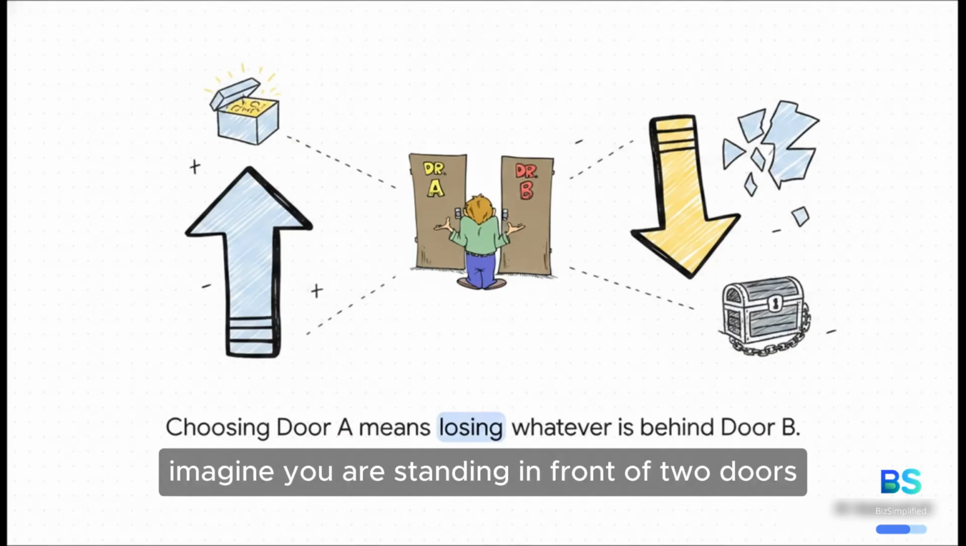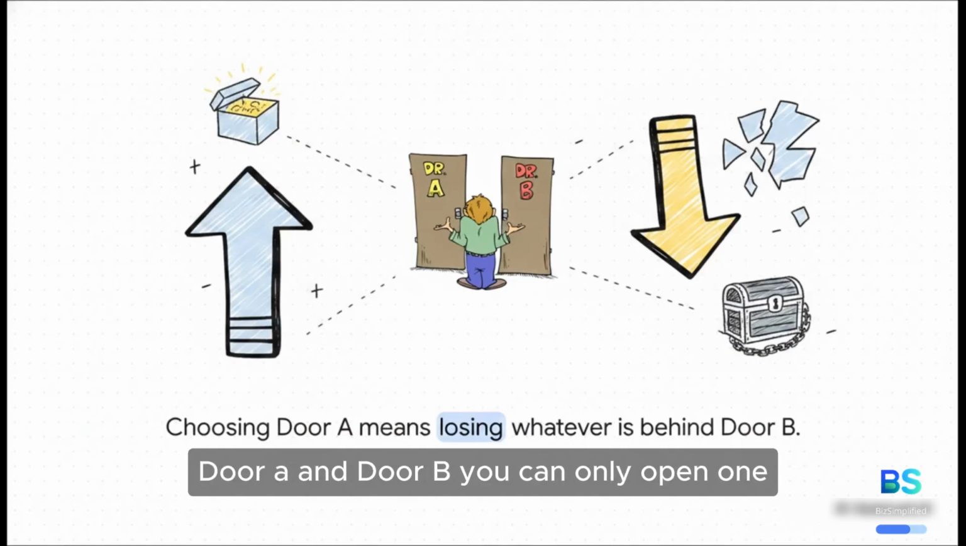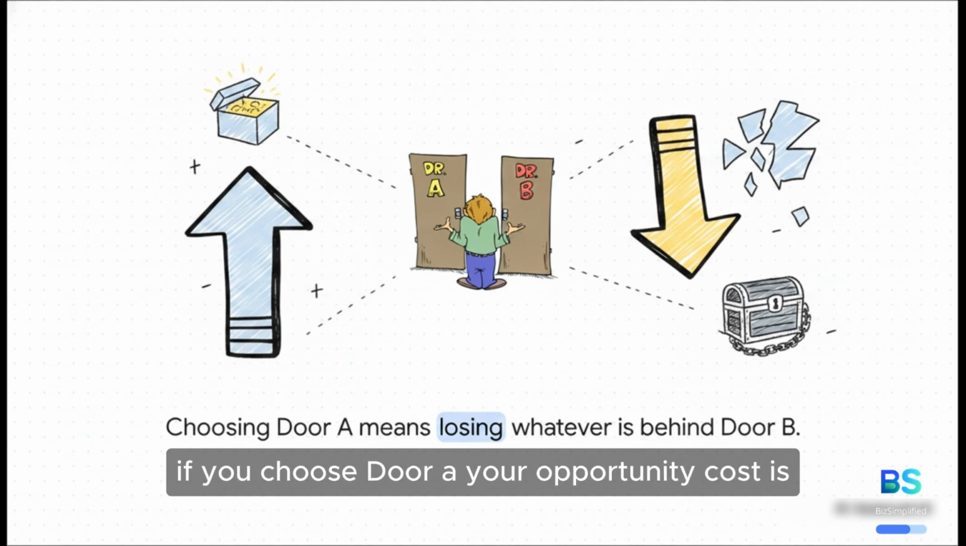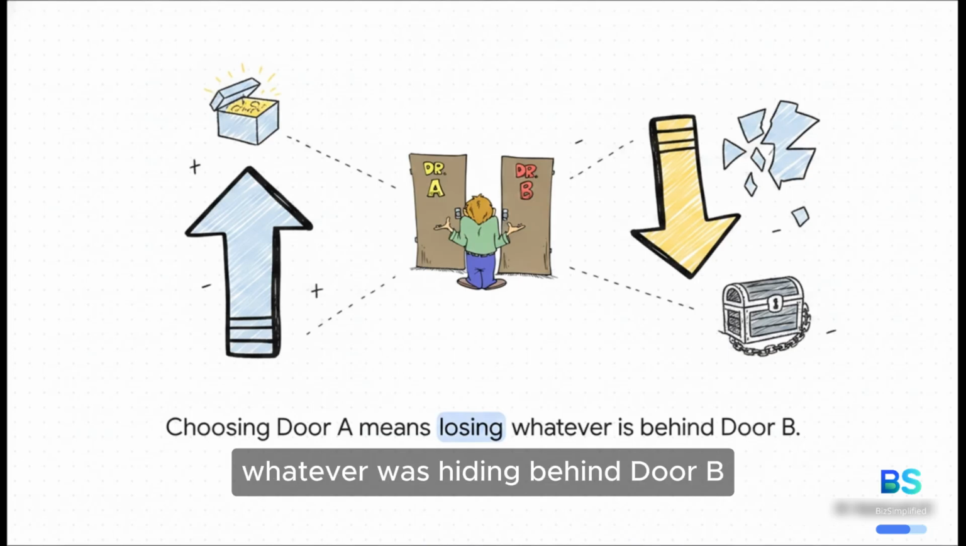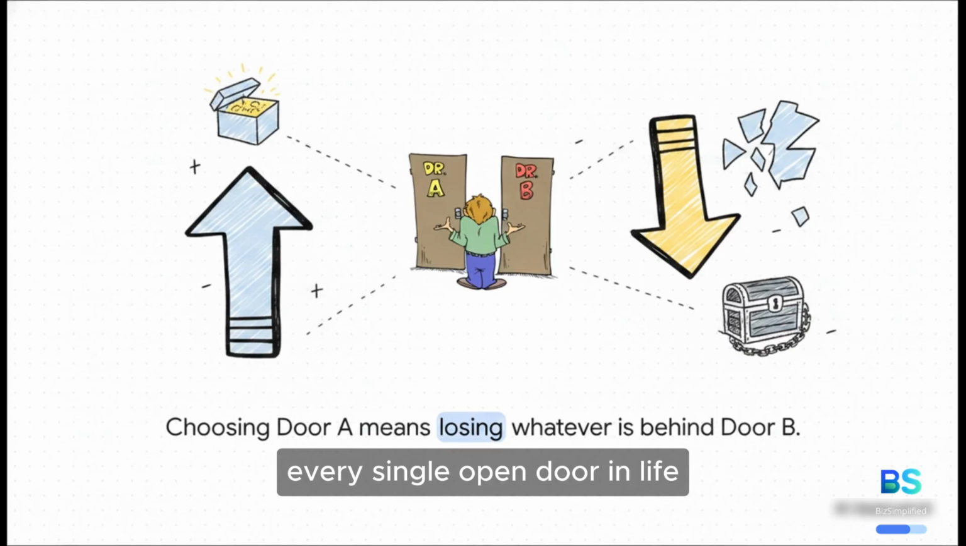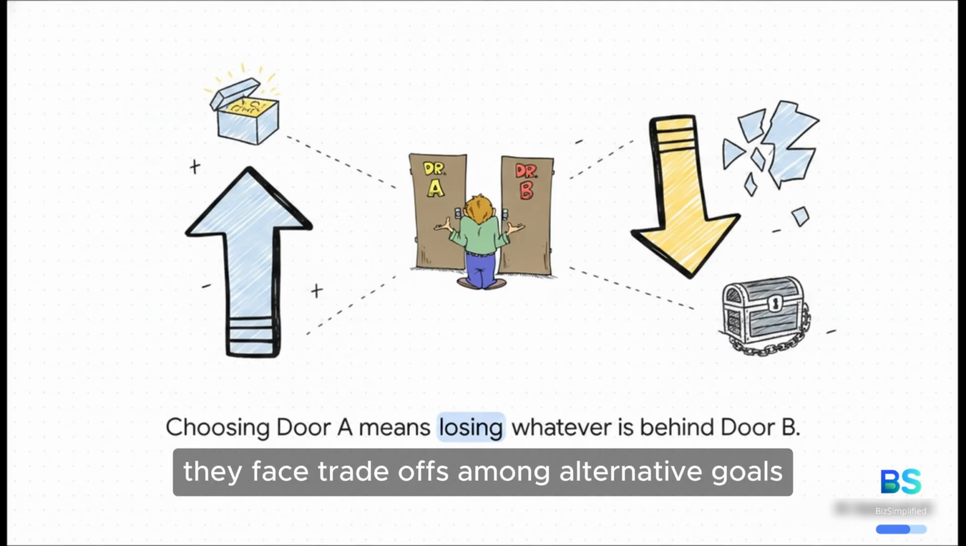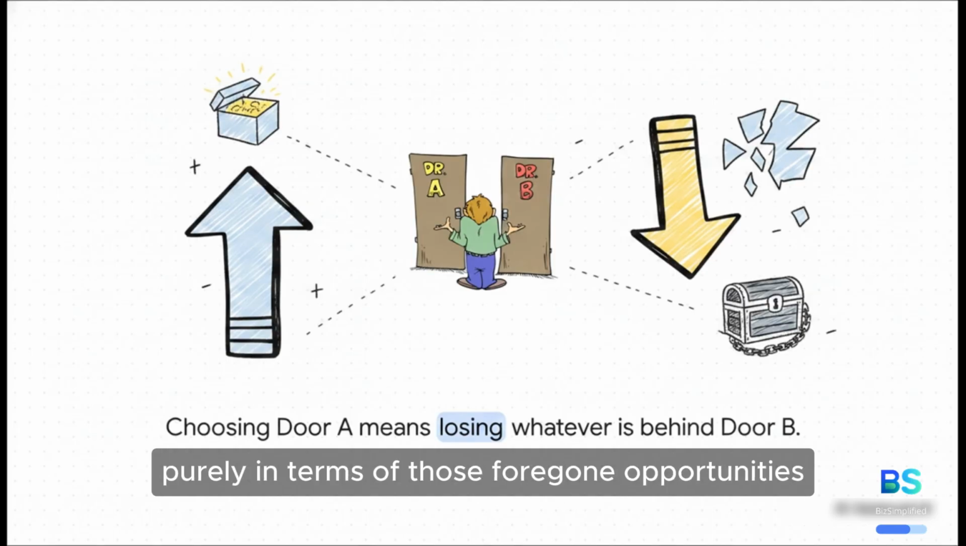Imagine you are standing in front of two doors, door A and door B. You can only open one. If you choose door A, your opportunity cost is whatever was hiding behind door B. It's that simple, but also that profound. Every single open door in life necessarily closes another door. When individuals make decisions, they face trade-offs among alternative goals, and the true cost of any action is measured purely in terms of those foregone opportunities.